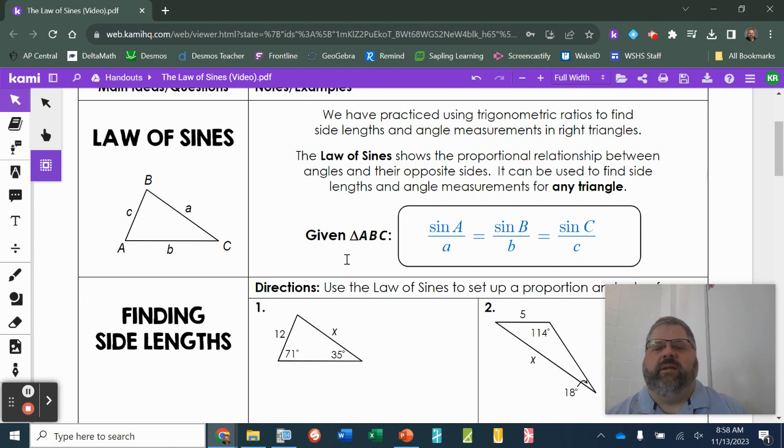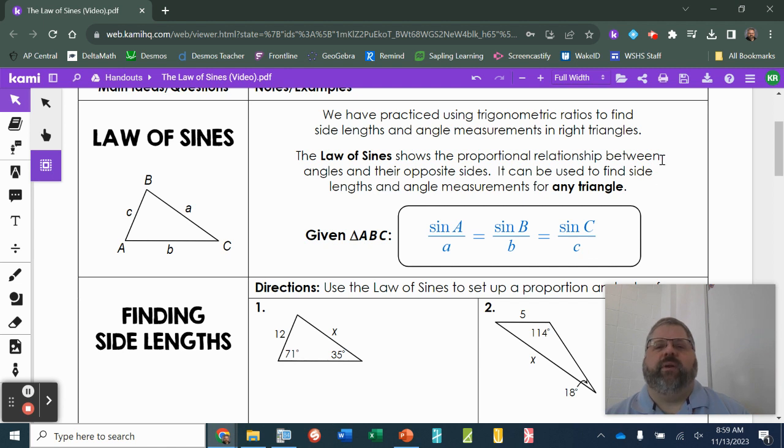And so what we developed in class is that given a non-right triangle, such as the one on the left, triangle ABC, the law of sines is going to give us proportions that allow us to find those missing sides and missing angles. And again, like we did in class, the law of sines gives us a proportion between the sine of an angle and its opposite side. So as you can see, as I have it written out here, we can write the sine of angle A divided by side A is equal to the sine of angle B divided by side B, which is also equal to the sine of angle C divided by side C.